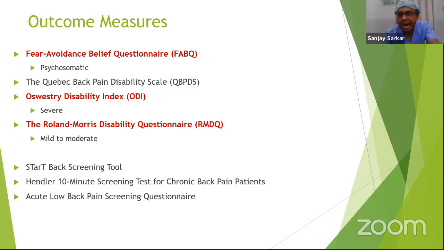Now, as you can read, ODI is for severe back pain. RMDQ is for mild to moderate back pain. So depending on the pain scale, NPRS rating between 0 and 10, if you feel that the pain is really severe, use ODI. If not, then use RMDQ. But I always use FABQ.